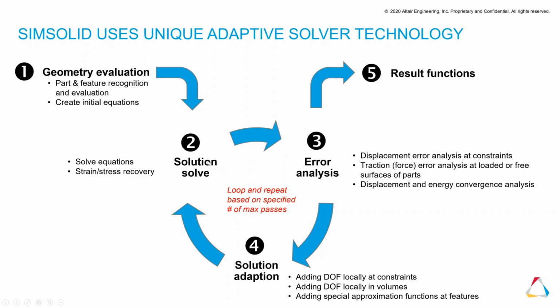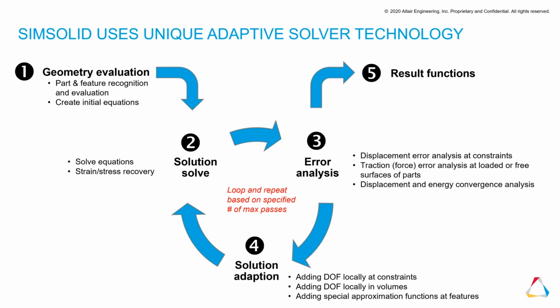Then we'll create our initial equation set, we'll solve it, and we'll do error analysis. We'll look at both global errors like strain energy and things like that, but we'll also look at local errors like the traction forces in the boundaries between parts. Based on the error analysis, we'll adapt the solution. We'll do a locally adaptive solution, enriching it where required, resolve it, redo the error analysis, etc. So we loop through the model and finally output results functions.